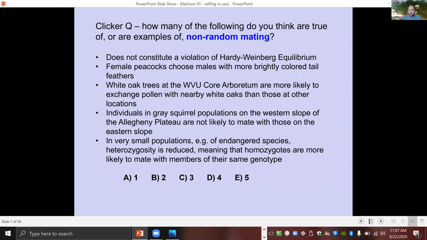Go ahead and take a minute and think about non-random mating. How many examples can you come up with here? We'll talk about it later.